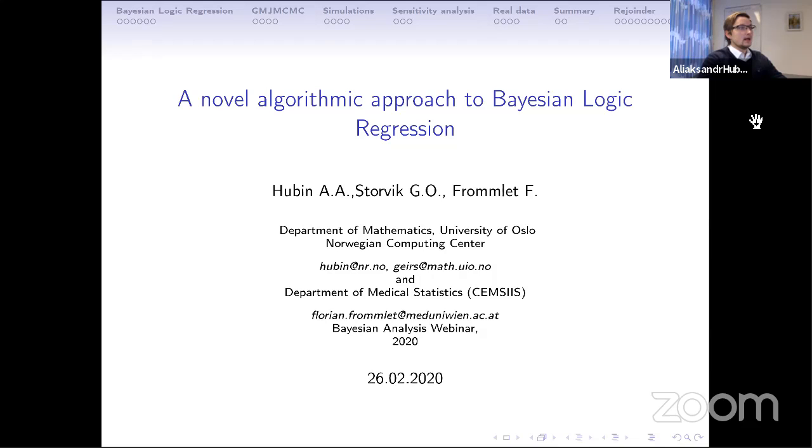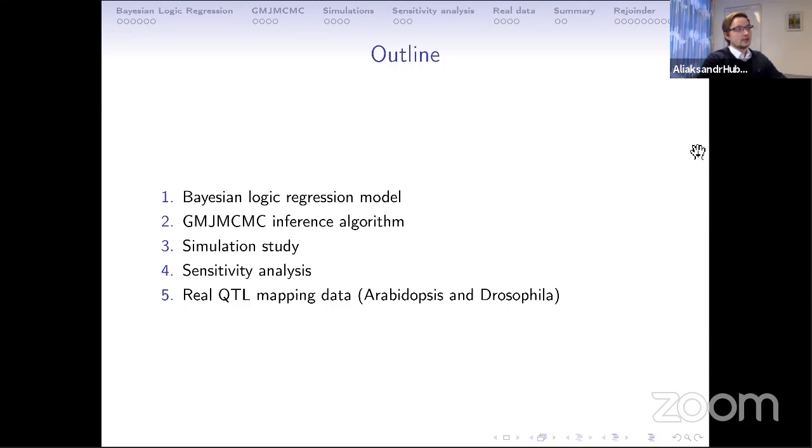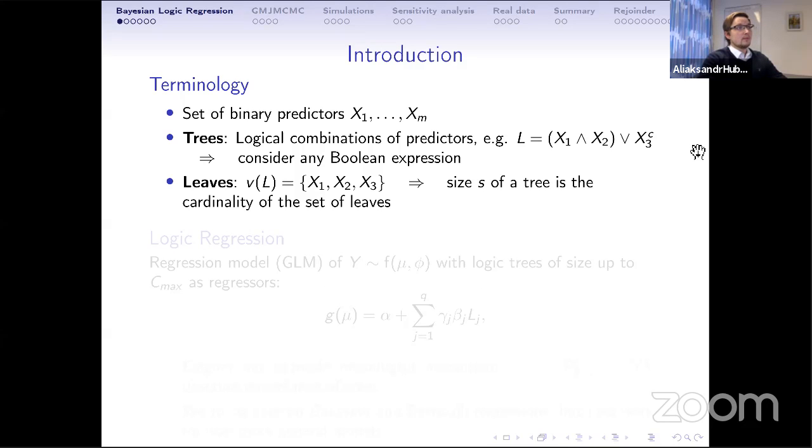We will begin today's talk with a general introduction to the Bayesian logic regression model, followed by a description of the GMJ-MCMC inference algorithm that we developed. Then we will provide some simulation study and sensitivity analysis, and finally address some real data examples of QTL mapping, Arabidopsis, and Drosophila. And so, the model.